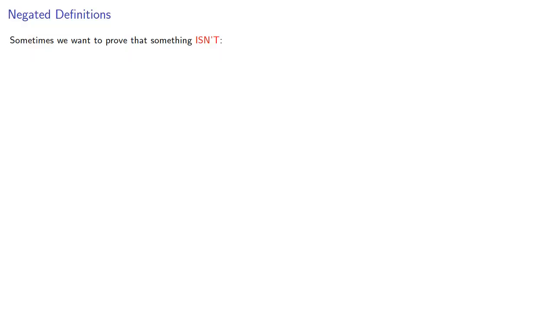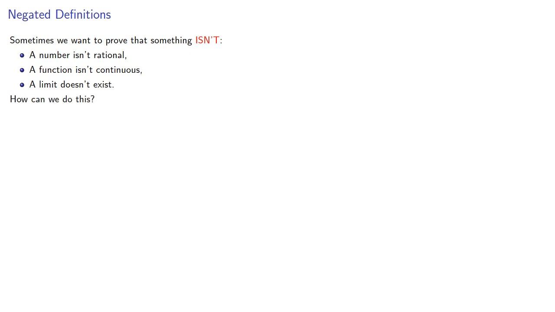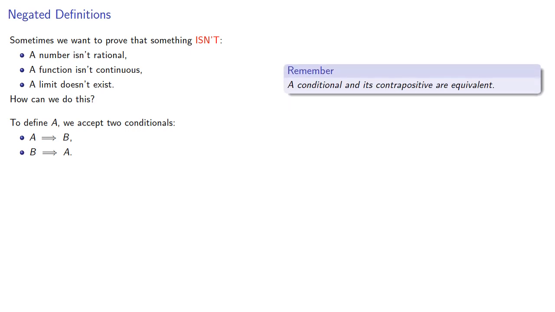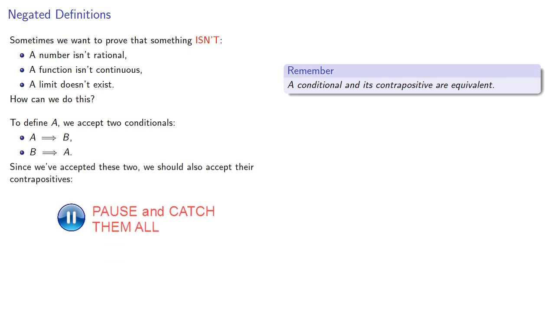Sometimes we want to prove that something isn't. A number isn't rational. A function isn't continuous. A limit doesn't exist. How can we do this? Remember, to define something A, we accept two conditionals. If A, then B, and if B, then A. But remember, a conditional and its contrapositive are equivalent. Since we've accepted these conditionals, we should also accept their contrapositives, which will be.